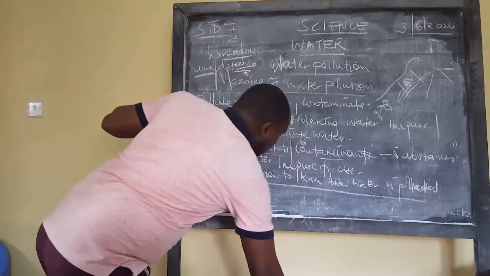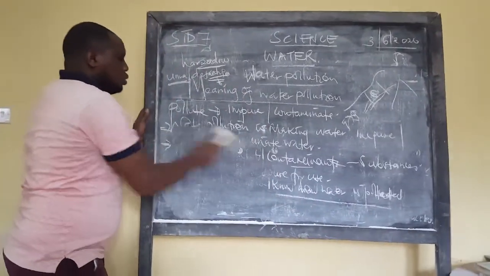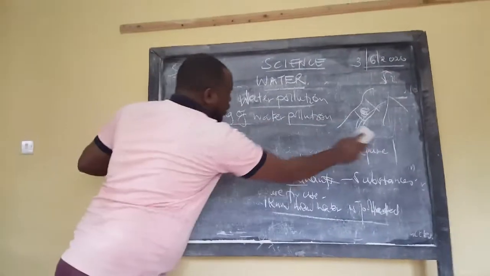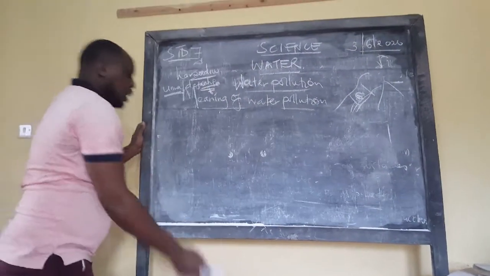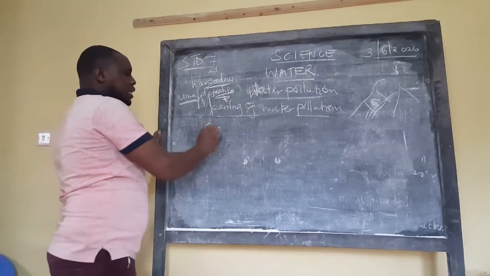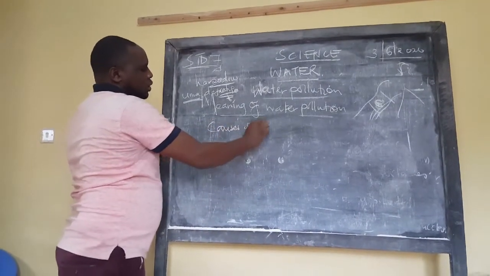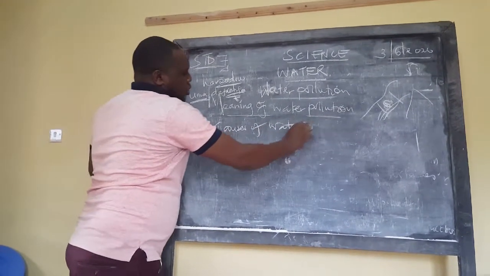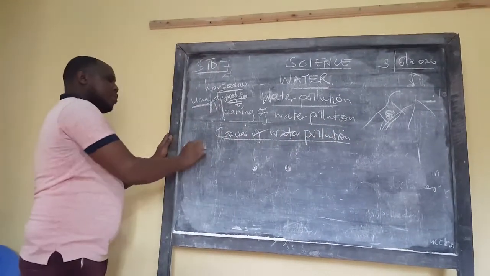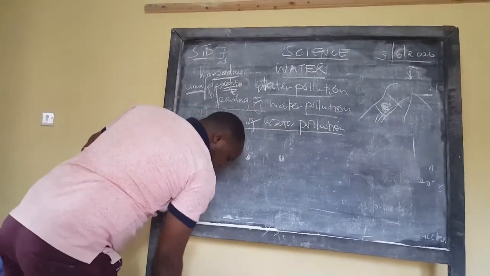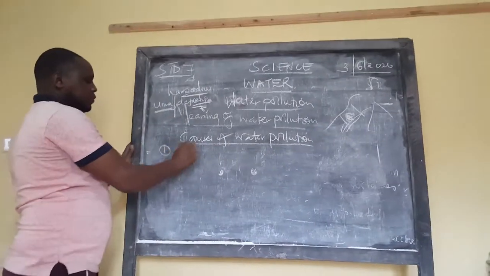So we want now to go to something we call the causes of water pollution. What causes water pollution? I'm going to rush very fast because I've discussed some of them. Causes of water pollution. What causes water pollution? Number one, I'm going to just put them into point form, is floods.